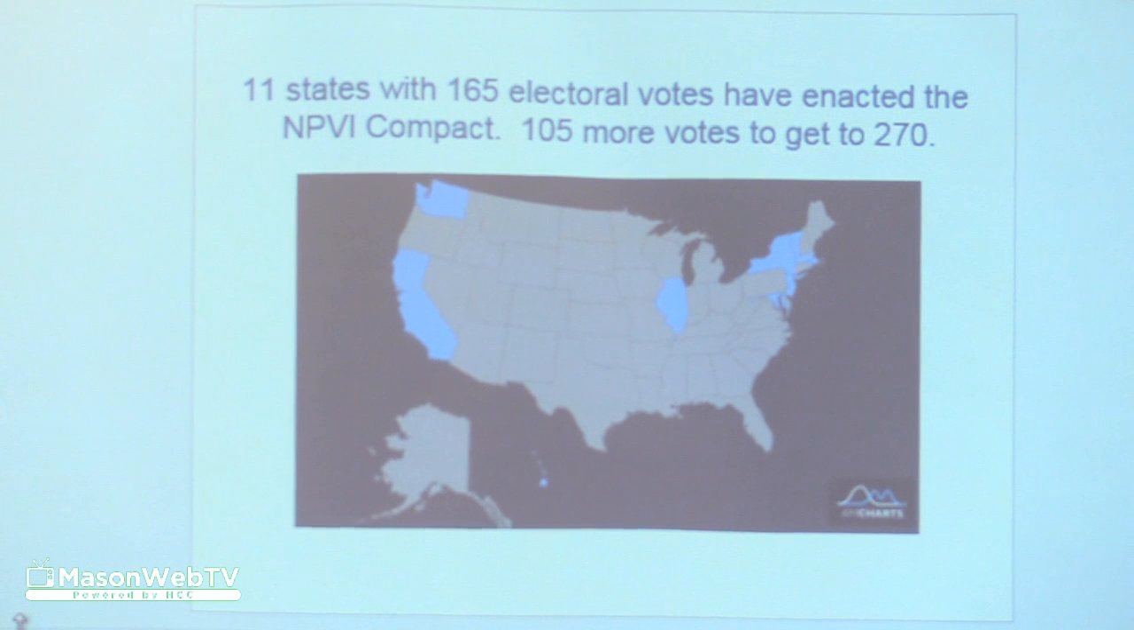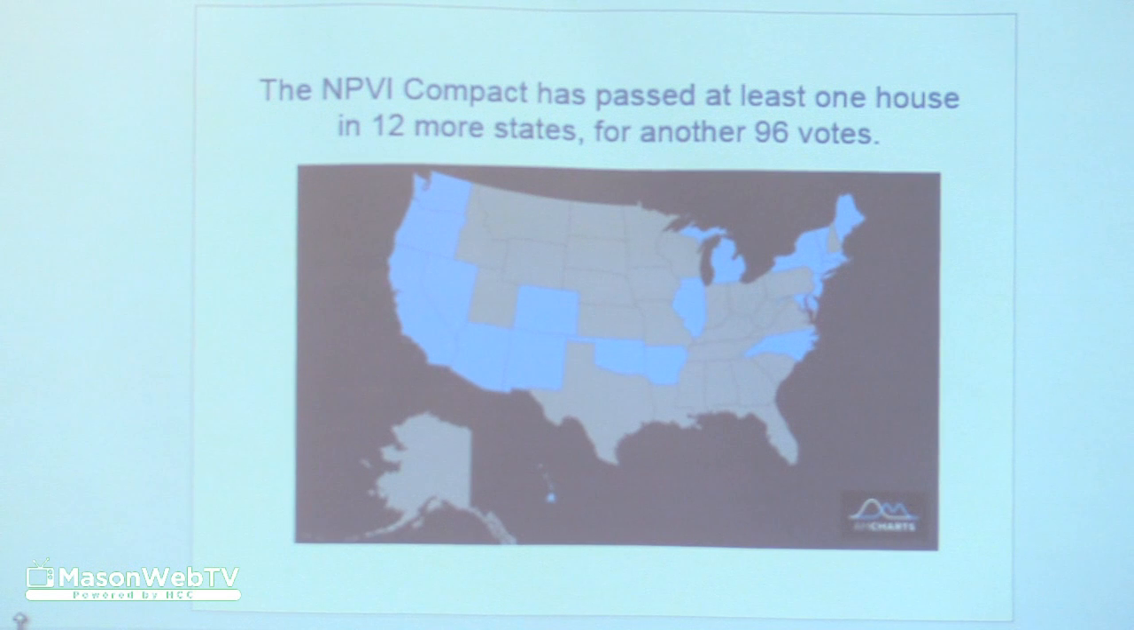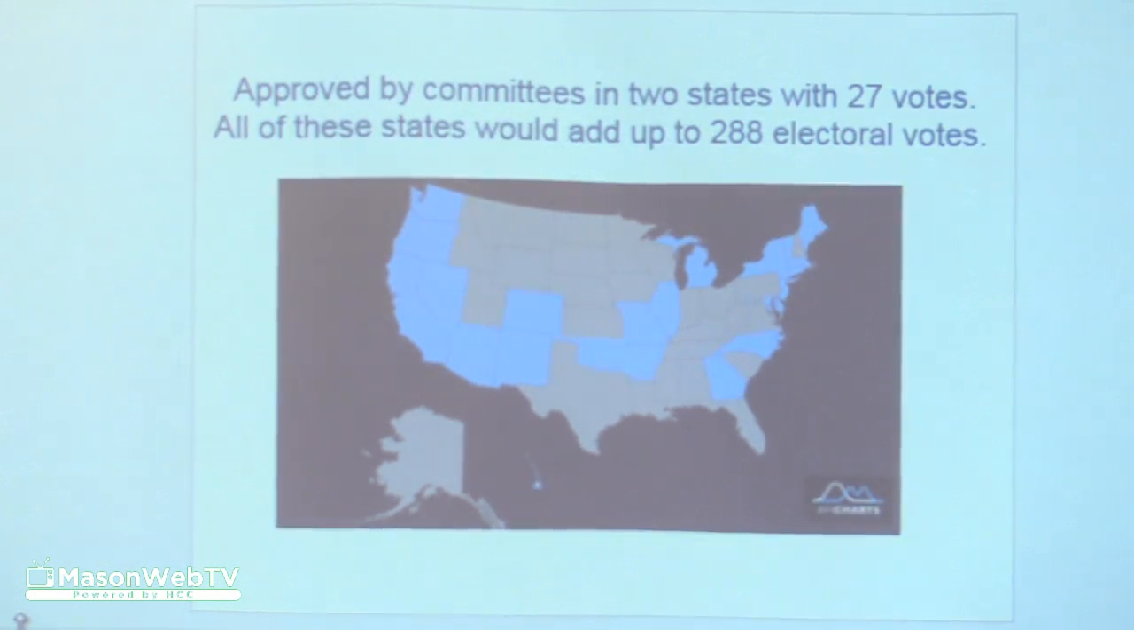So the Popular Vote Compact has now been enacted in 12 states, not 11. Since this was updated, they have now approved it in Connecticut. So they only have 98 more votes to get to 270. And it has passed in at least one House in 11 additional states. And it's been approved unanimously by committee votes in additional states with 27 electoral votes.